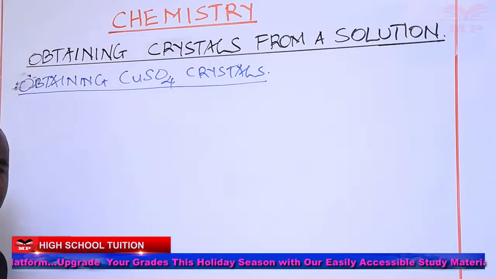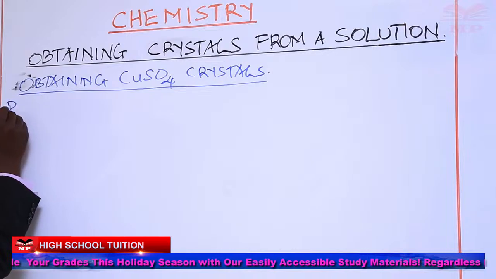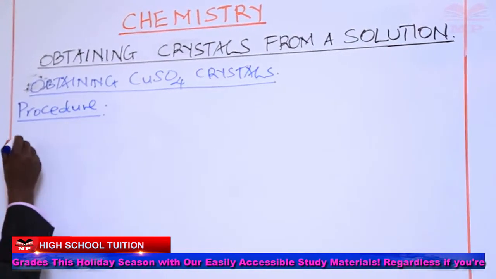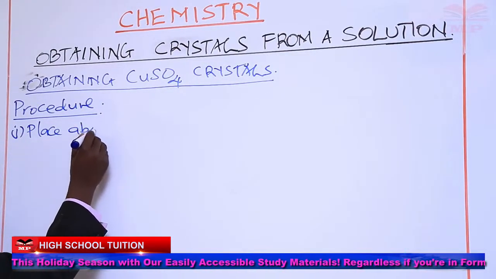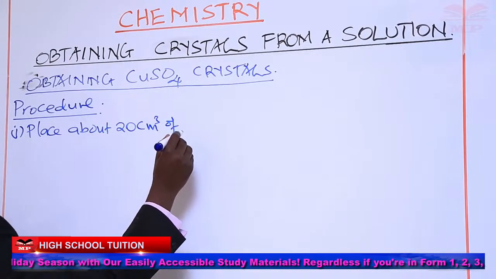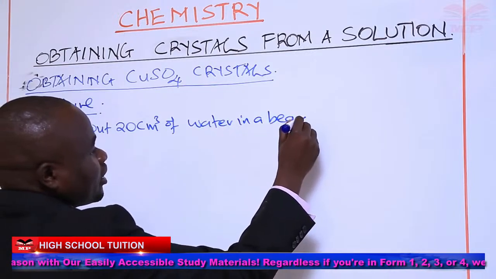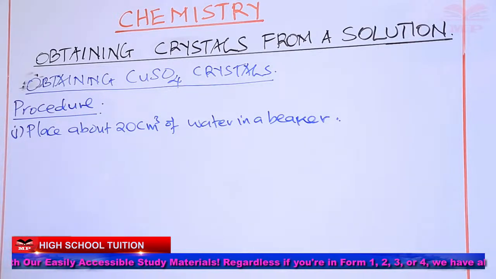So let us start by preparing the copper sulfate solution first, and then from there we shall see how we can now get the crystals from the solution itself. So the procedure is as follows. So first, number one, you place about 20 centimeters cubed of water in a beaker. So you just measure that one using a measuring cylinder.